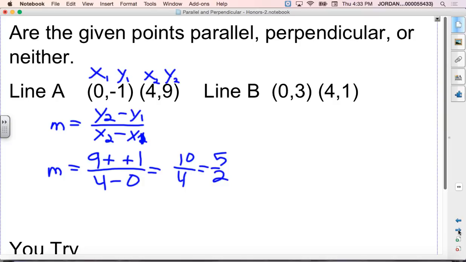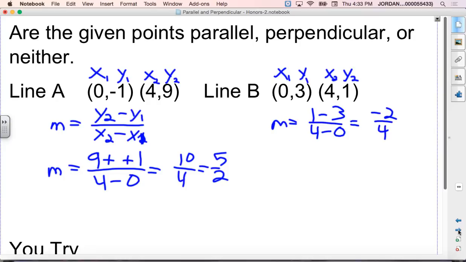Now let's do line B, same formula. So we've got x and y, x and y. Let's say y2 is 1 minus y1, 3. x2 is 4 minus x1, which is 0. 1 minus 3 is negative 2. 4 minus 0 is 4. So that's going to reduce to give me negative 1/2.